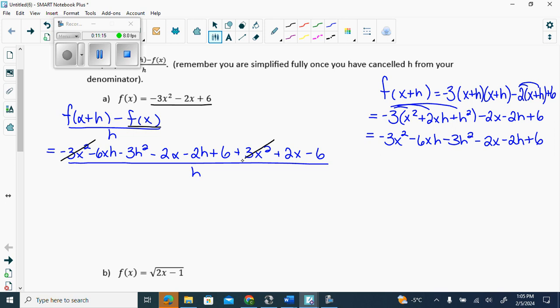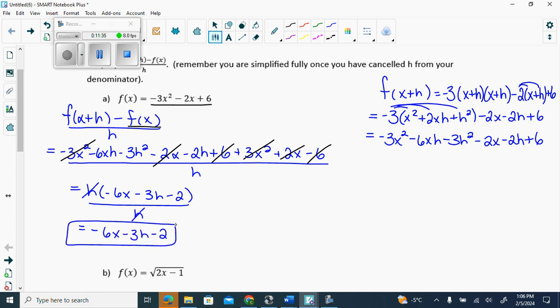So negative 3x squared, the 2x and the minus 2x, the 6 and the minus 6. And then I can take an h out, and I'm left with negative 6x minus 3h minus 2 all over h. The h's cancel, and I'm left with negative 6x minus 3h minus 2. And then I would be able to do the limit as h approaches 0 because the h is gone. Right?